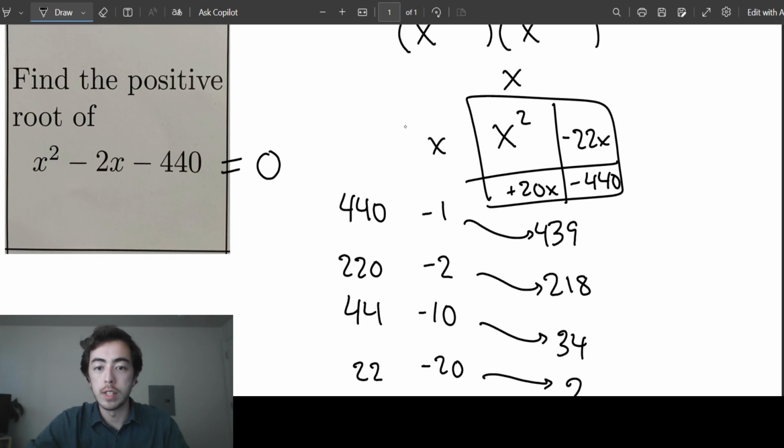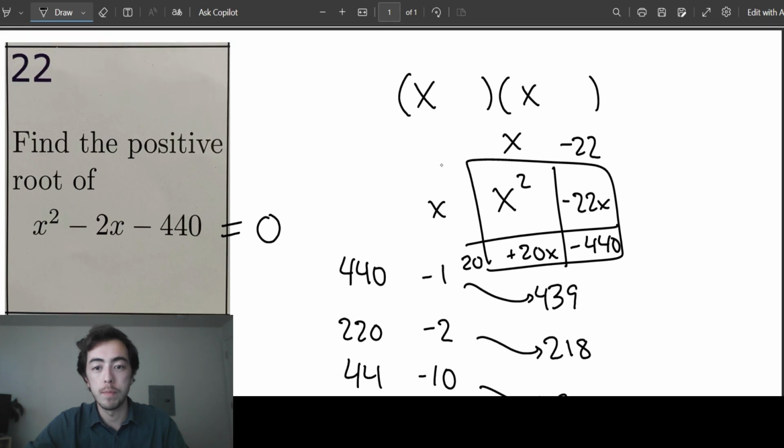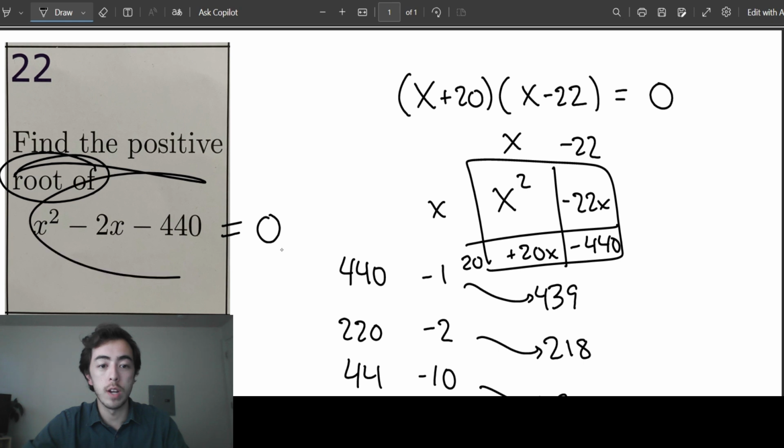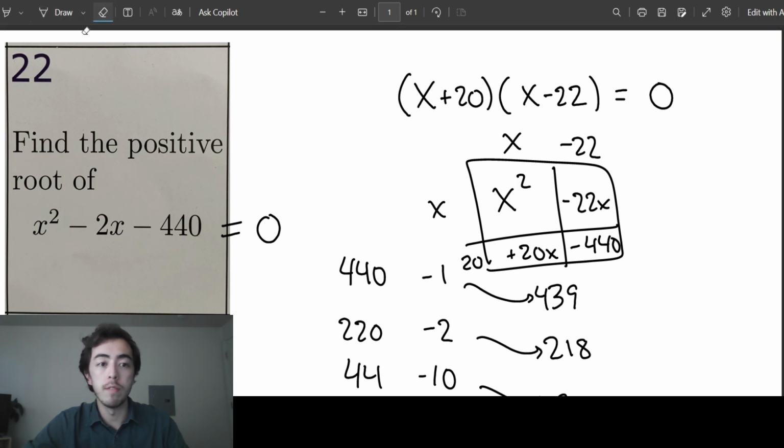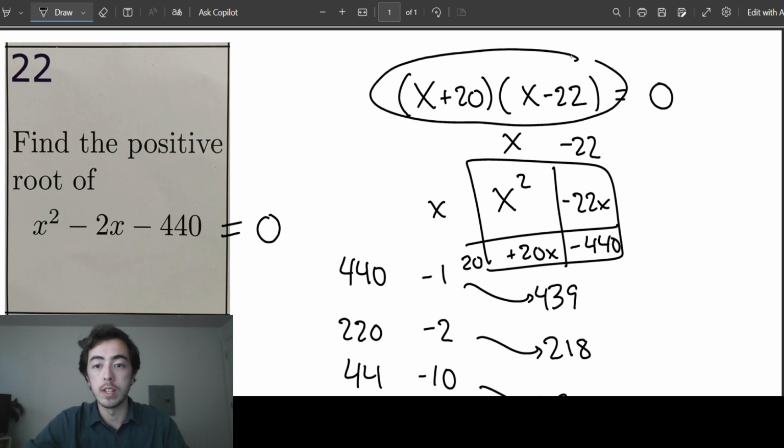This tells me to get x times something is negative 22x, this up here needs to be a negative 22. And likewise, x times something is positive 20x. Well, this needs to be a positive 20. So that finally tells me I have my factored form. It's x plus 20 on one side and x minus 22 on the other. And I'm curious still when this equals 0. That's still what we're trying to find. We're still trying to find roots. I still want to know what value of x causes this thing right here to become 0.